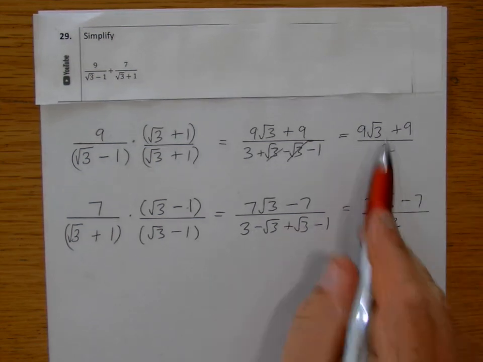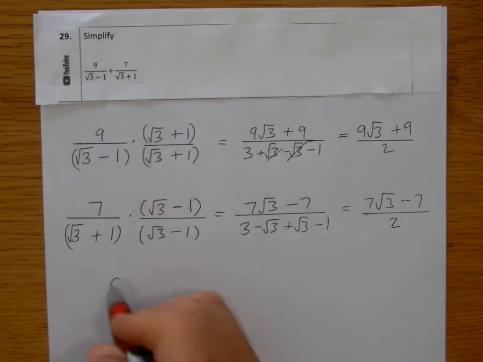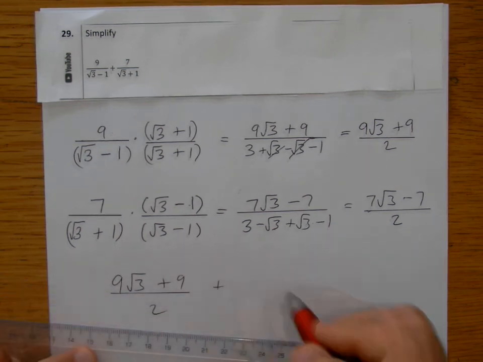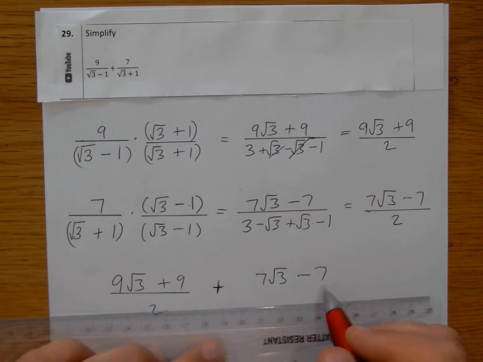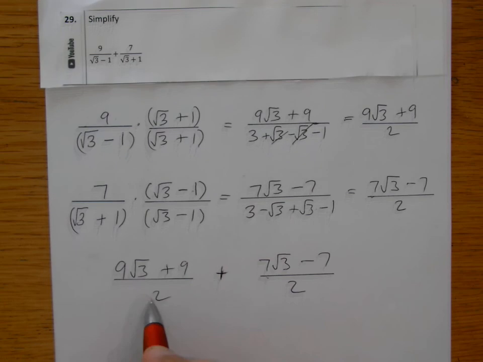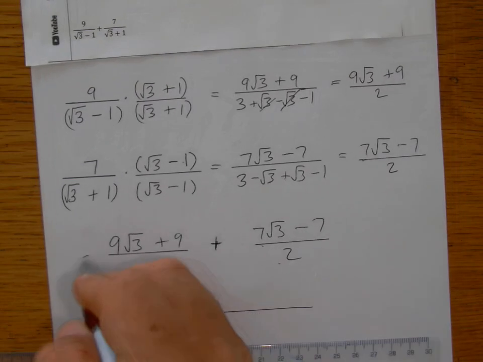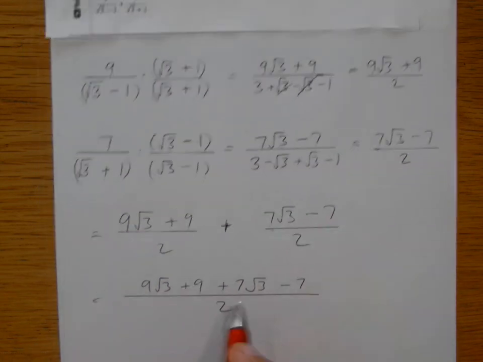So lastly then, we're going to put these two together. It says just to add them. So we've got these two fractions, 9 root 3 plus 9 over 2 plus 7 root 3 minus 7 over 2. Now because we've got the same values on the bottom here, we've got halves, we can put this all together. So it'll be one big fraction with 9 root 3 plus 9 plus 7 root 3 minus 7, because they've got the same denominators, we can write it as a single fraction over 2.